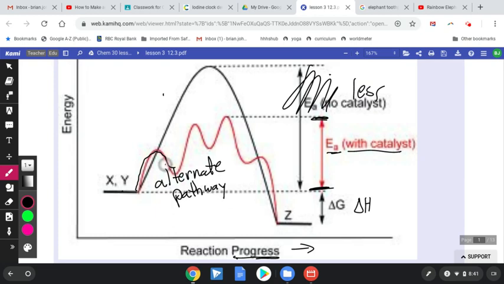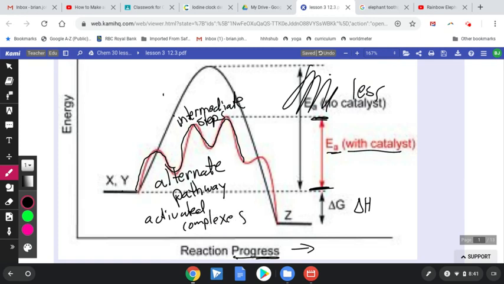In red. So what's actually happening is there are several intermediate steps or activated complexes. I'm just going to put, there are many activated complexes and they all have a lower energy of activation.